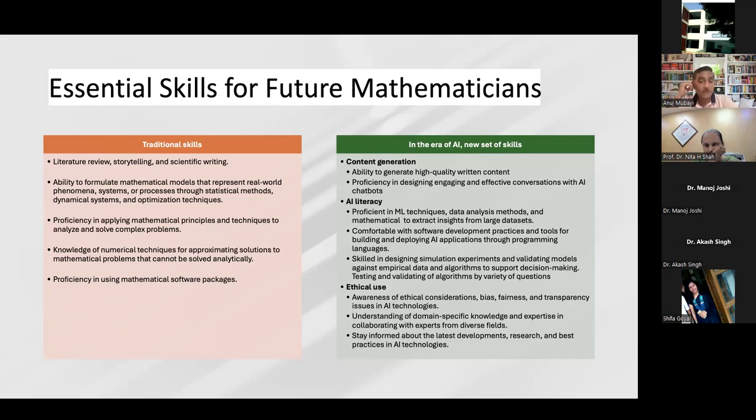Okay, we also need to keep abreast; we need to make ourselves up to date on the latest developments, research, and best practices in AI technology. They are changing very rapidly. We need to read on these things. It is changing so rapidly that the last month's information is obsolete nowadays in the field of AI.